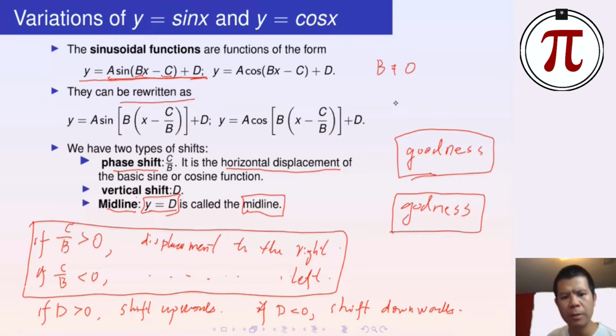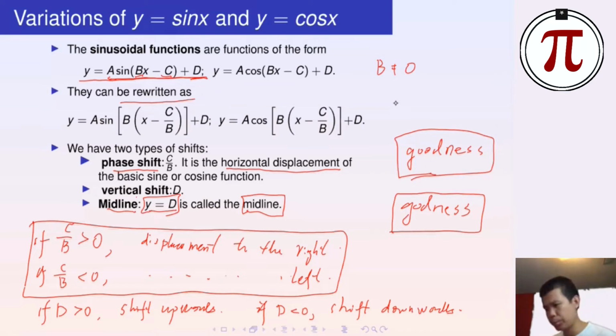For this one, the absolute value of a is the amplitude. 2 pi over the absolute value of b is the period. c over b is the phase shift, a horizontal displacement of the basic sine and cosine function. And the vertical shift is d. The midline is y equals d.